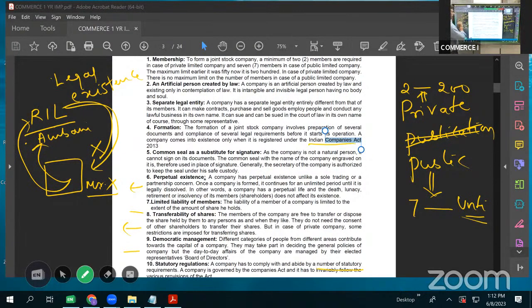Right. Then, common seal. Very important feature. See, I am a natural person. Okay. There are two natural persons. If they enter into any contract, they can sign. Right? If I am entering into a contract with somebody, I can sign. But a company, if it is entering into a contract, as the company does not have physical existence, it cannot sign, no? It cannot sign.